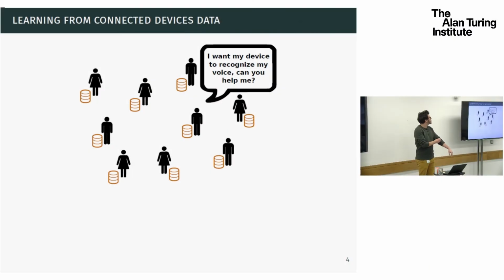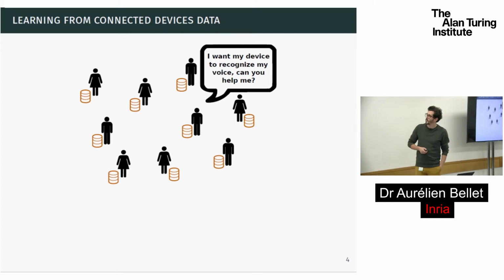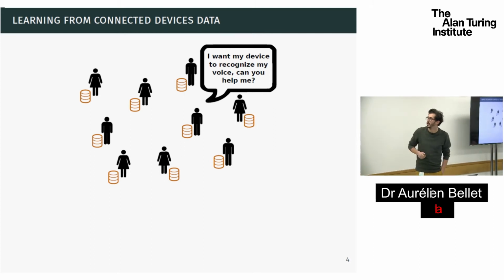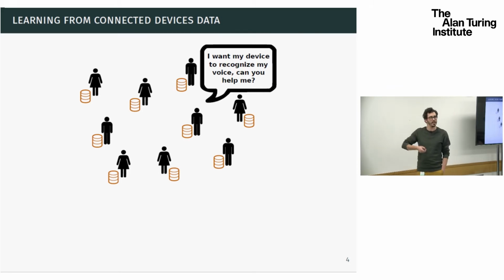The kind of setting that I want you to have in mind here is a bunch of data that comes from devices, okay? So let's say connected devices data that are generated from mobile phones, from wearable devices, any type of data like this. Essentially they belong to a user, and you have a bunch of users, they each have some data, okay? And collaboratively, those people want to get a service, okay?